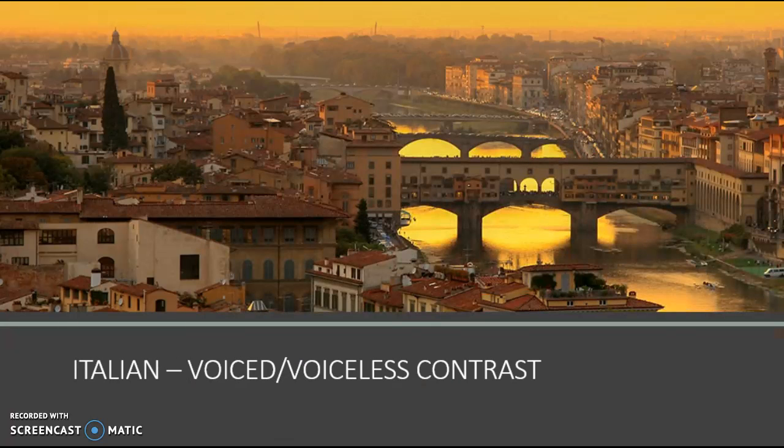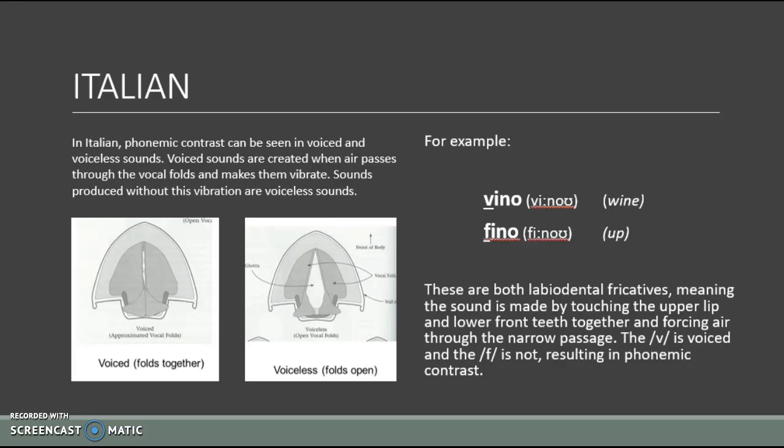Okay, voiced and voiceless contrast first. So in Italian, phonemic contrast can be seen in voiced and voiceless sounds. Voiced sounds are created when air passes through the vocal cords and makes them vibrate. Sounds produced without this vibration are voiceless sounds, and there's a little diagram here to show that. First example, vino and fino.